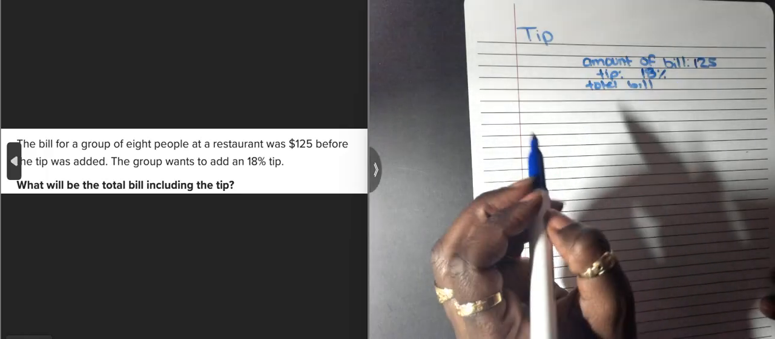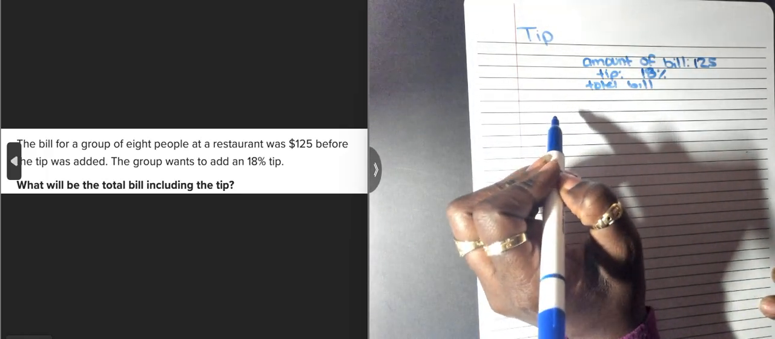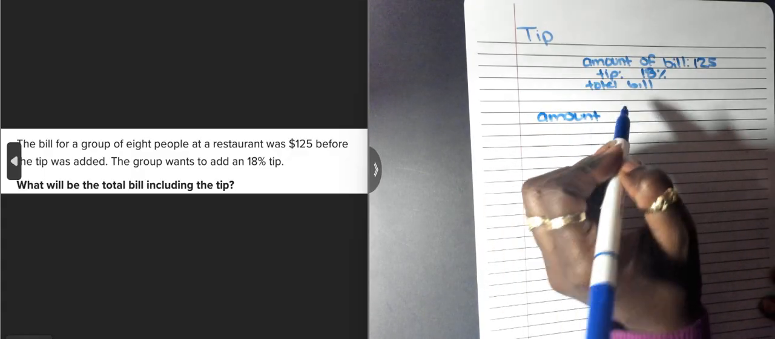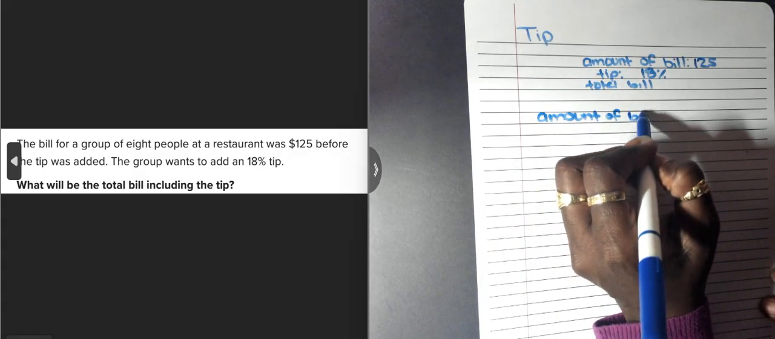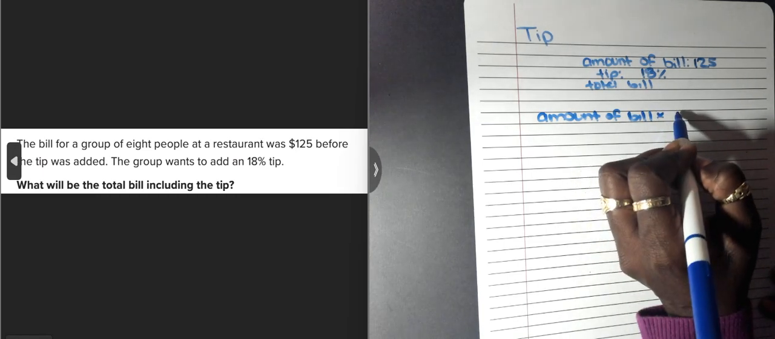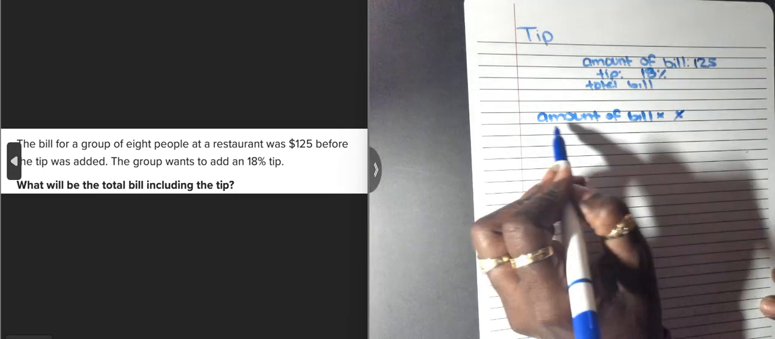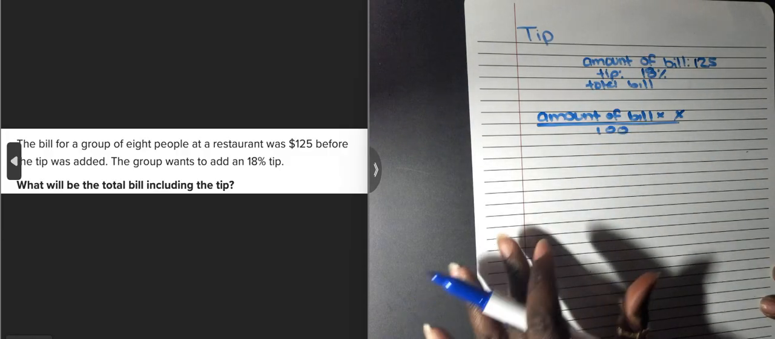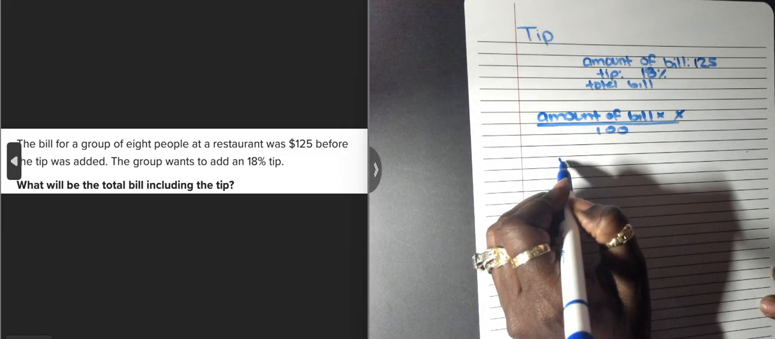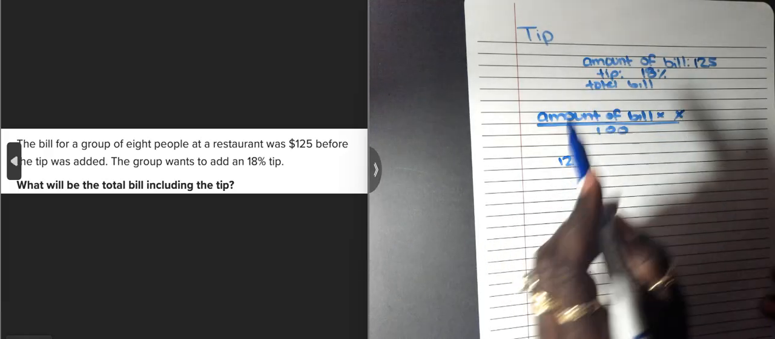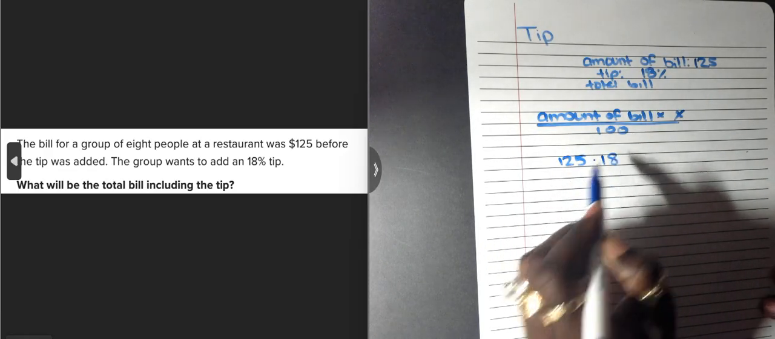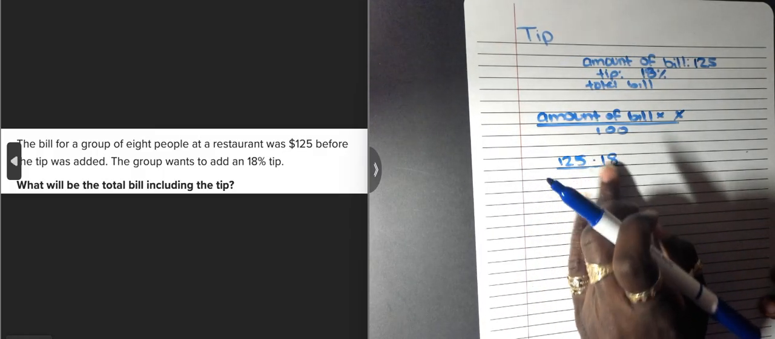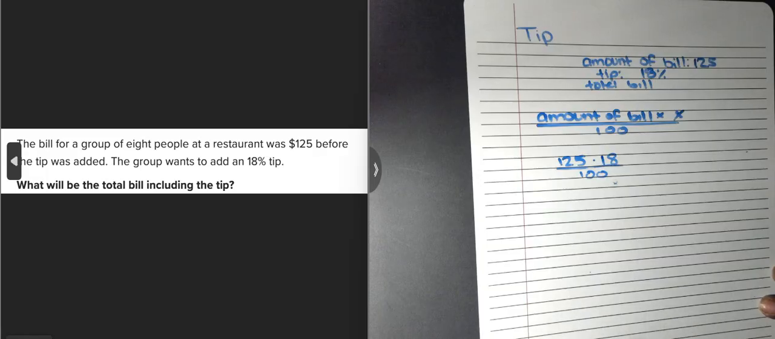Okay. So under the first method, I'm going to use the formula. And what it says is that I take the amount of the bill and I multiply it by the percent. Okay. And then I'm going to divide that by 100. Okay. So the amount of the bill is $125 and our percent is 18%. So I'm going to say times 18. And then you're going to just divide that by 100, not 18. So divide that by 100.